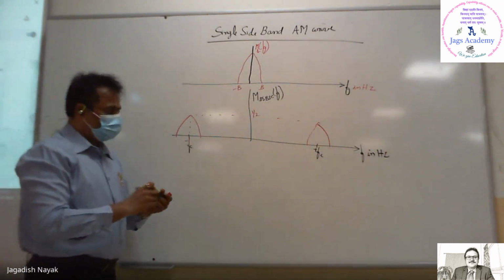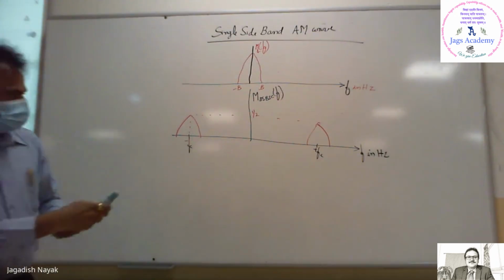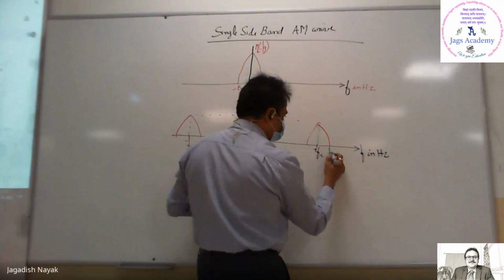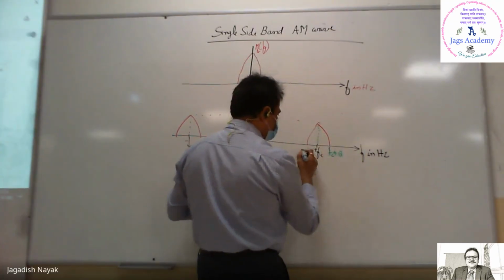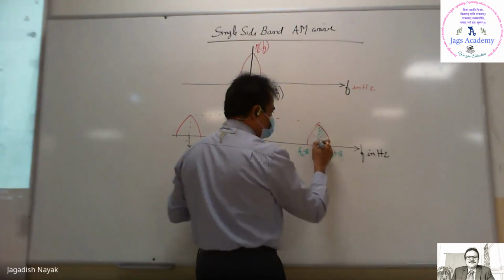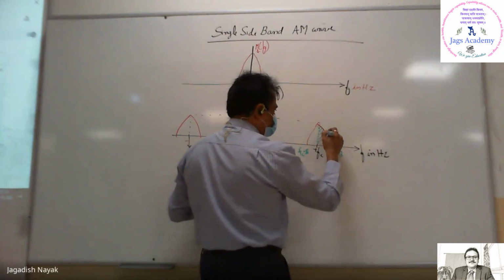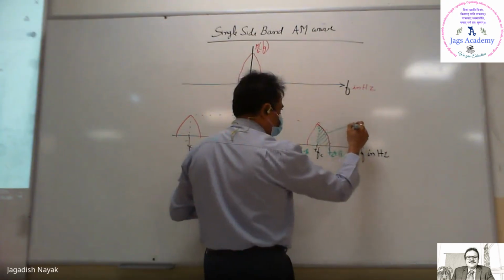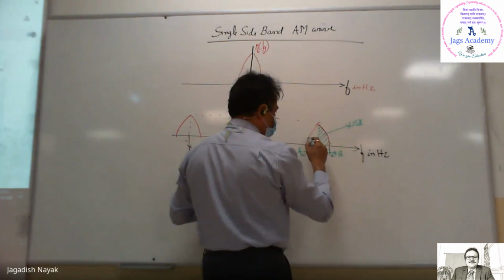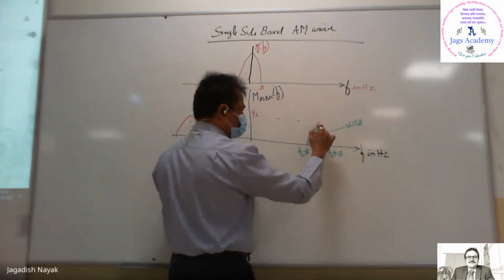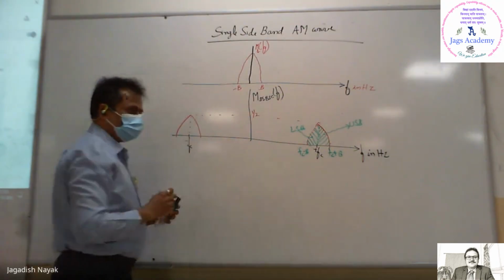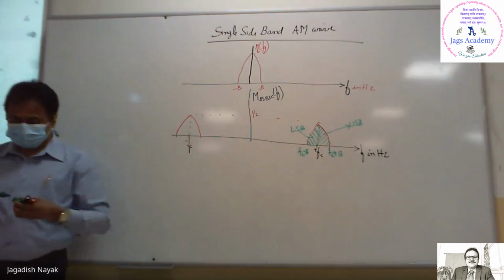Now, out of these, you all know that this is fc plus B, this is fc minus B. This portion is the upper sideband, and this portion is the lower sideband. Similarly here, I'm not going to draw this side.